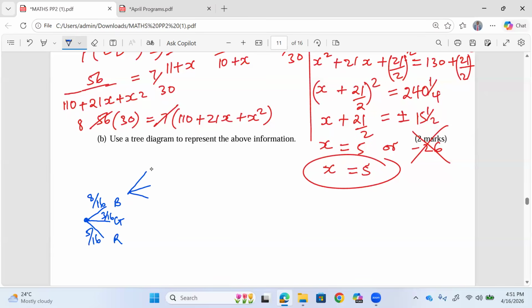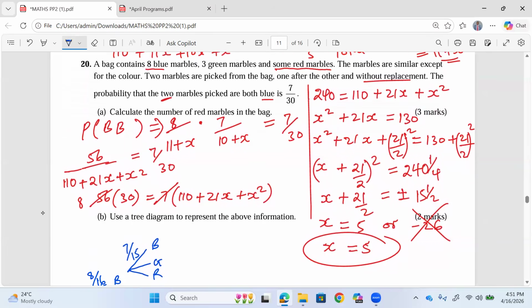When you had picked a blue, you can still pick another blue, or you can pick a green or red. Picking another blue now becomes 7 over a new total of 15. There's something I want to confirm there. Half multiplied by 7 over 15 is 7 over 30. Yeah, the probability was 7 over 30.